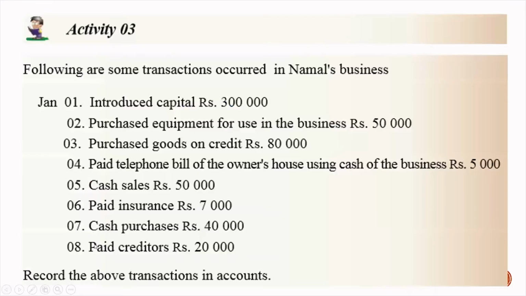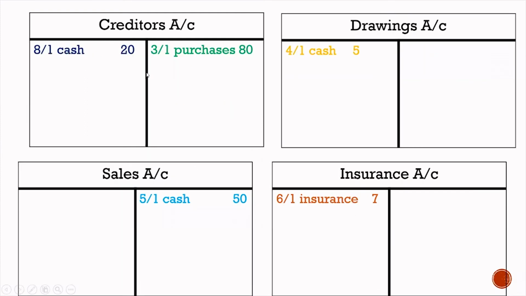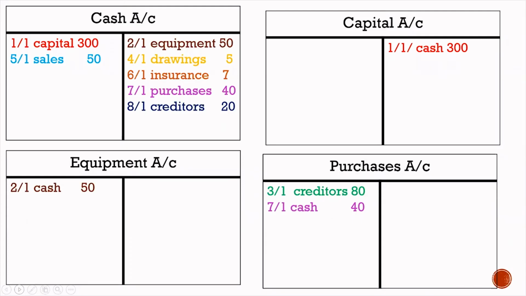And our final entry is paying creditors worth rupees 20,000. So yeah, the value is 20,000. We are paying creditors. So since we are paying, our money will be reduced. It will be a credit entry of 20,000. And on the creditors, we have to debit it because liability is decreasing. So then there will be a 20,000, right? So that is how we post these transactions in accounts.